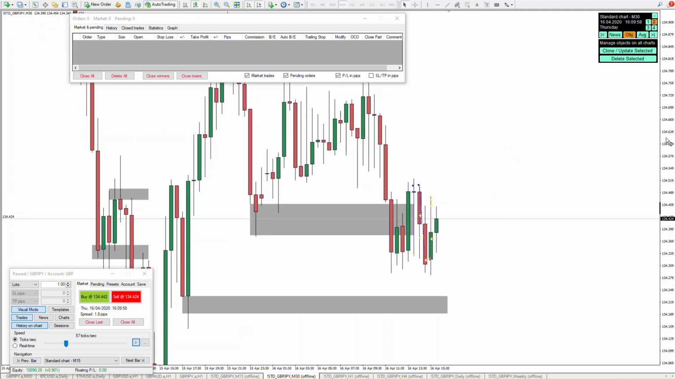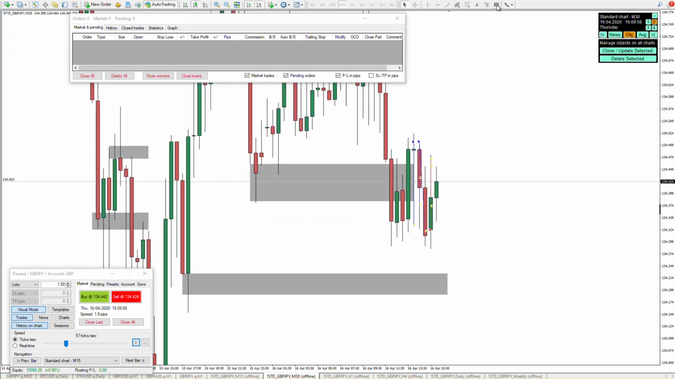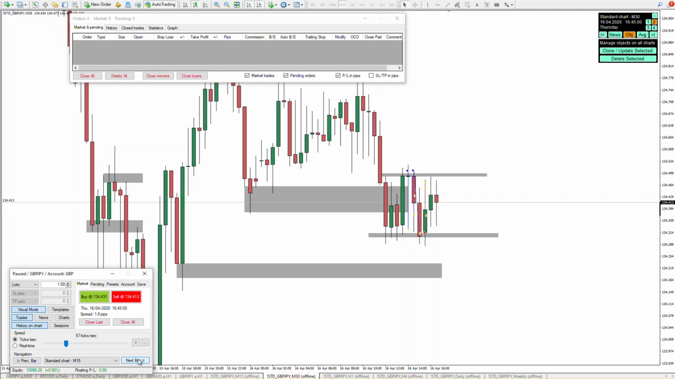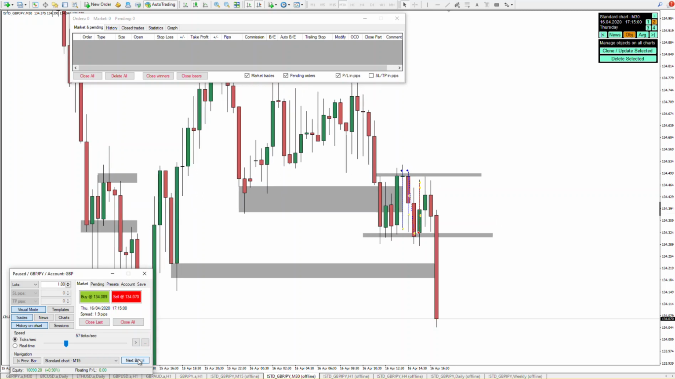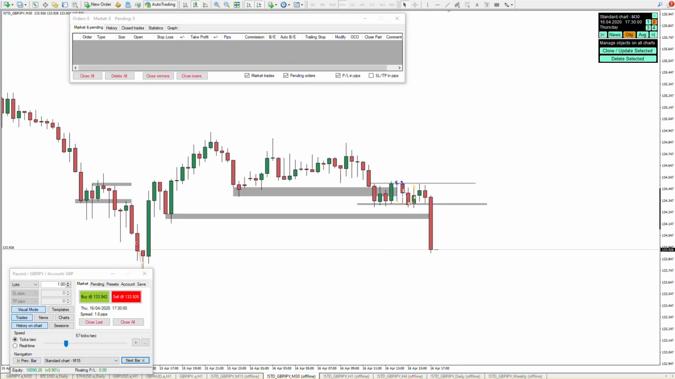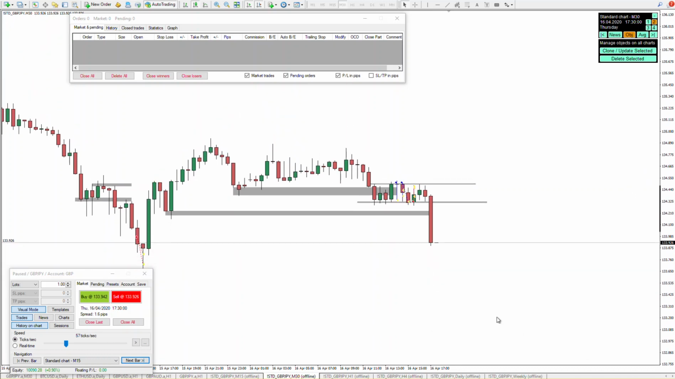So, let's see a little bit better what we got here. We are in the range. Let's see how we can get out of this range. No trade. Just no trade. No trade at all. No trade.